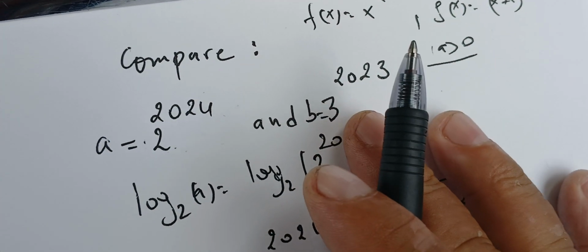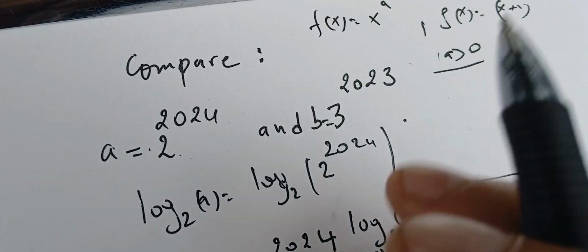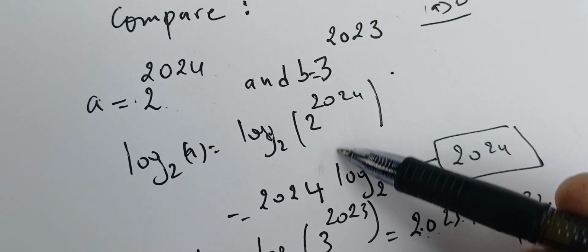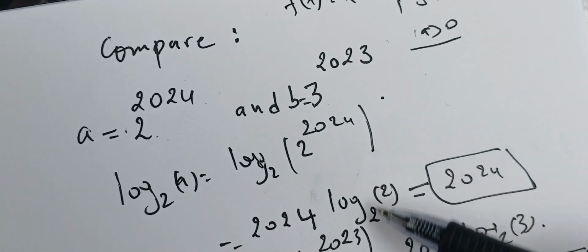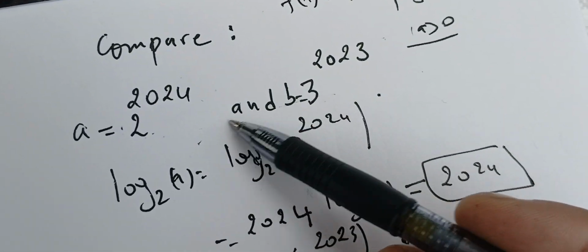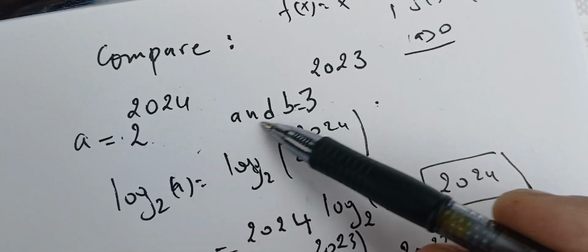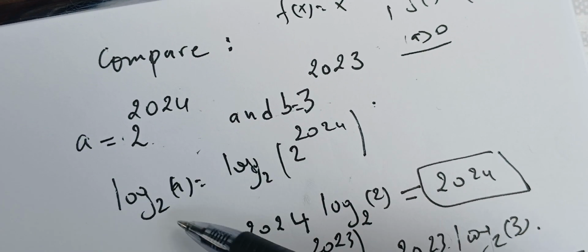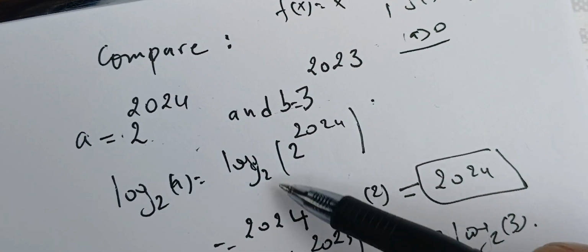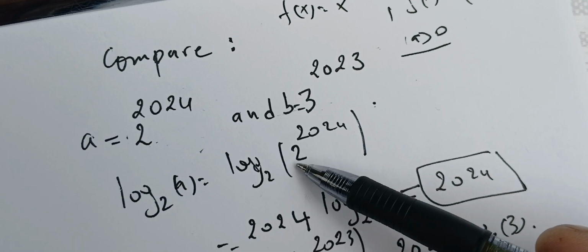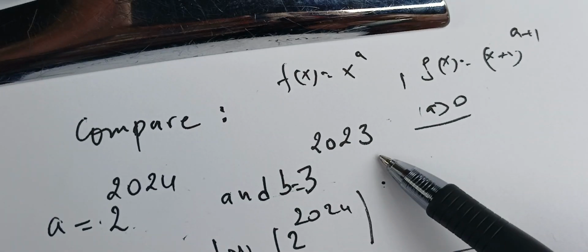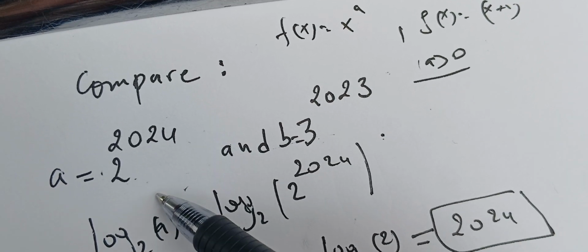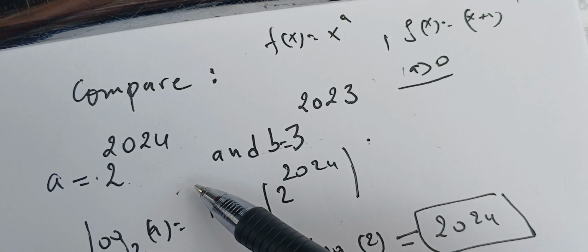But I think if you know the log, a direct way or a very easy way, if you know the log of the small numbers, is to take the log of some base. Keep the base for the same numbers. Take log a base 2, log b base 2. Don't change the base. And this means that 3 to the power 2023 is bigger than 2 to the power 2024.